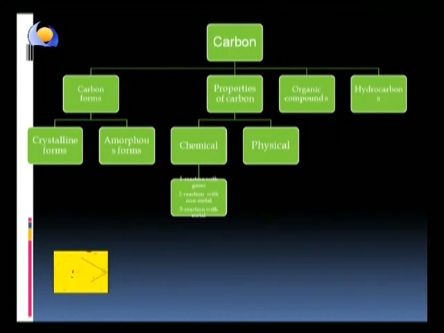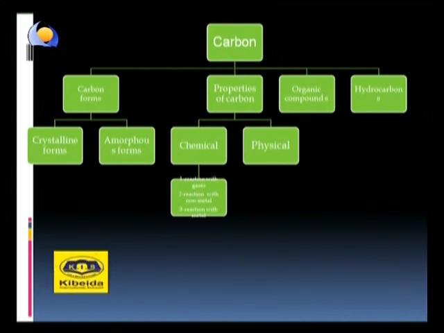The second one is what we call properties of carbon. Properties of carbon are two, chemical and physical. Physical properties of carbon differ according to the form. While chemical properties of carbon are three: the first, when carbon reacts with different gases to produce materials that help us in daily life. Two, reaction with nonmetals such as sulfur, and three, reaction with metals forming metal carbides.